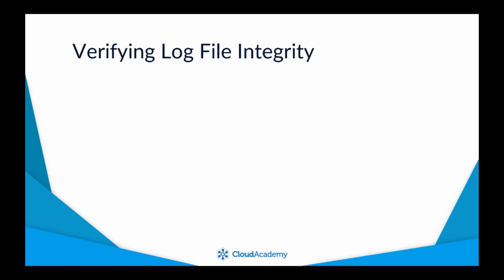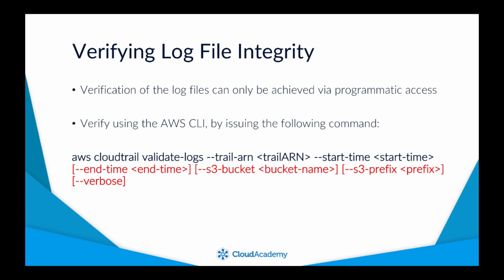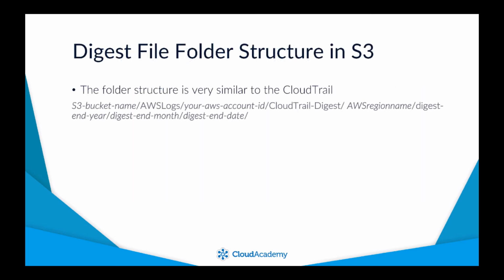Verification of the log files can only be achieved via programmatic access and not via the console. Using the AWS CLI, this can be checked by issuing the following command. The red text shows the optional parameters you can use. The folder structure for the digest is very similar to the CloudTrail logs, as you can see. The digest files are clearly distinguishable by the CloudTrail digest folder.